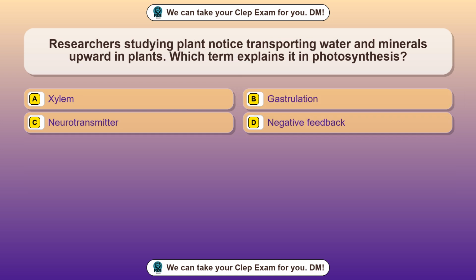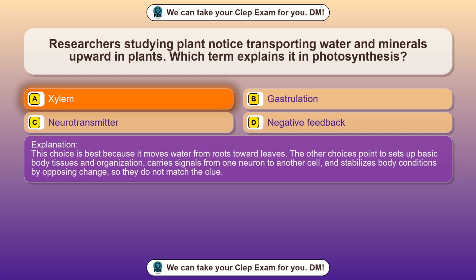Question 78. Researchers studying plant notice transporting water and minerals upward in plants. Which term explains it in photosynthesis? Option A, xylem. Option B, gastrulation. Option C, neurotransmitter. Option D, negative feedback. The correct answer is option A, xylem.